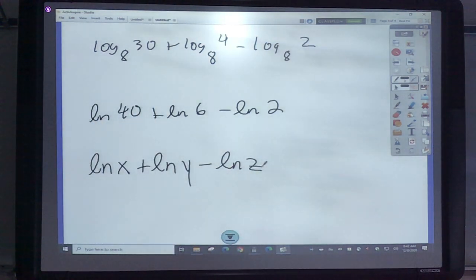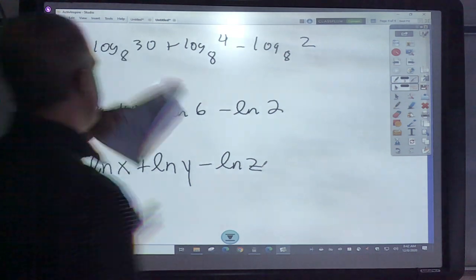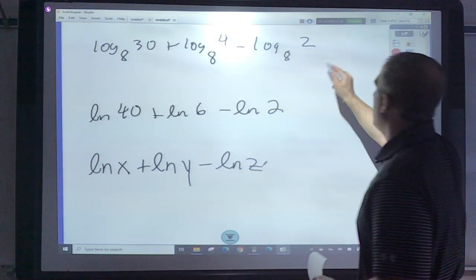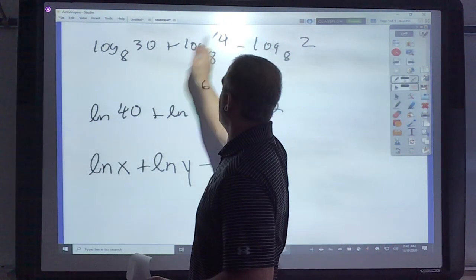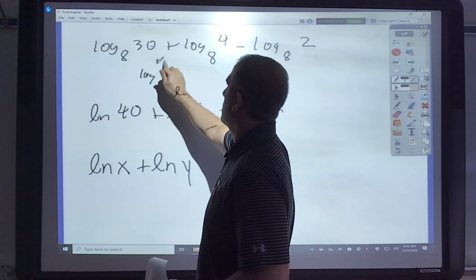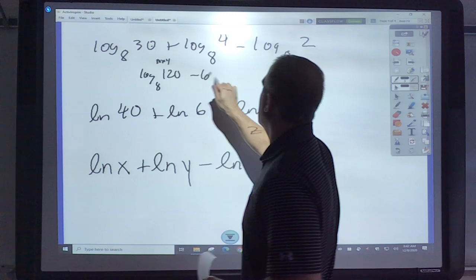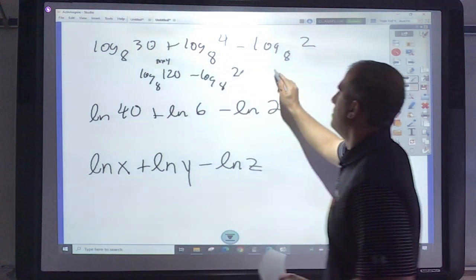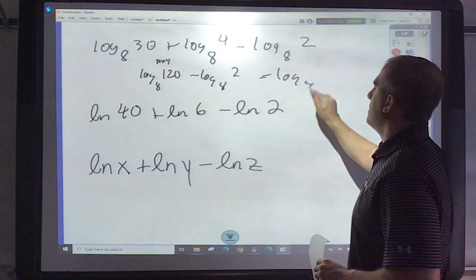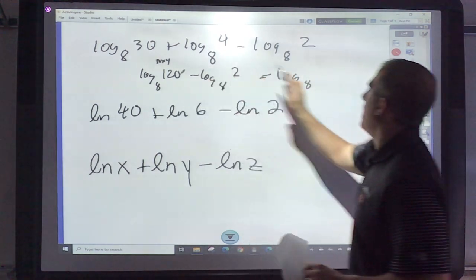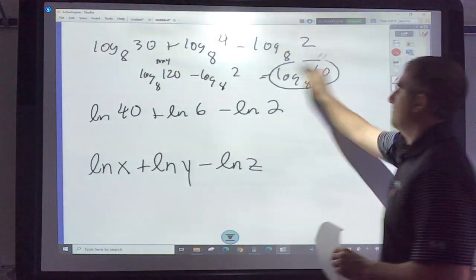So the rules apply, you work left to right. First of all, I would have multiplication. So 30 times 4, 30 times 4 would be 120. And then I've got this subtraction, so that's going to be log base 8 of 120 divided by 2, which would be 60.